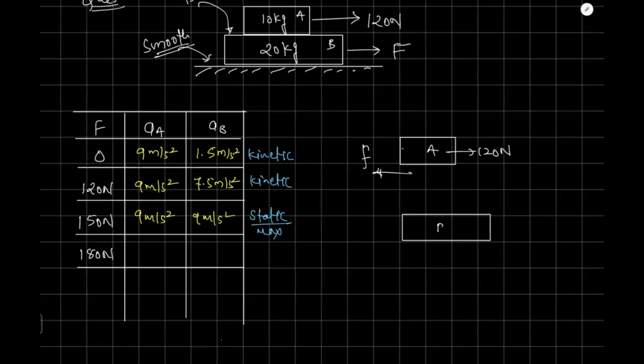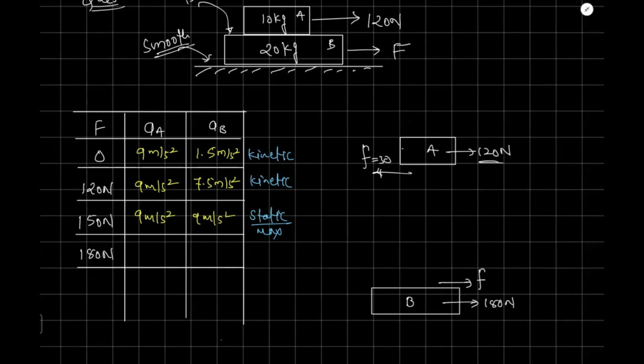And here it's B. On this one, the force that is acting is 120 Newton. On this one, the friction force that is acting is F. Suppose if you take this one as a maximum value, then what happens? This value will be 30 and this value will be 120. Like if you see the net force on A, so what will be the net force on A again?